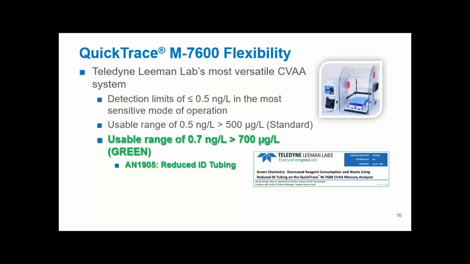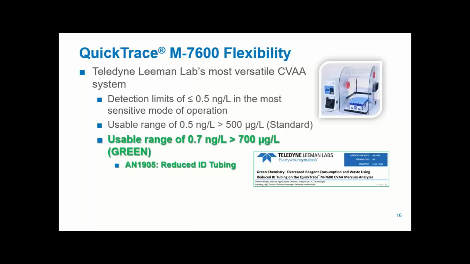So let's talk a little bit more about the flexibility of the M7600. So it has a low detection limit, 0.5 nanograms per liter. It also has a wide dynamic range, about 3 orders of magnitude. It can go up to 4, but most people don't use that on a regular basis.